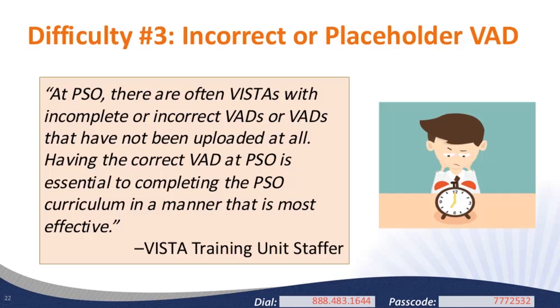Those of you familiar with the e-grant system know that you have to have a VAD in place before you can post your opportunity listings and start recruiting through the My AmeriCorps system. So this is sometimes why people do those placeholder VADs. And this is sometimes why people come to PSO with bad VADs, VADs that are not the real VADs, that are not very clear, that are not really helpful when VISTA members are at PSO and trying to learn what they're supposed to be doing for their year of service.